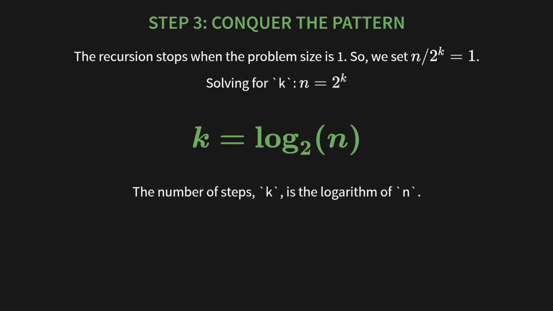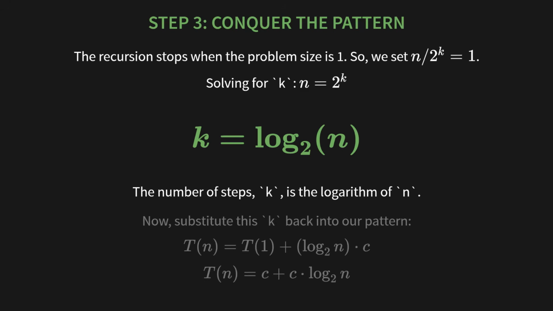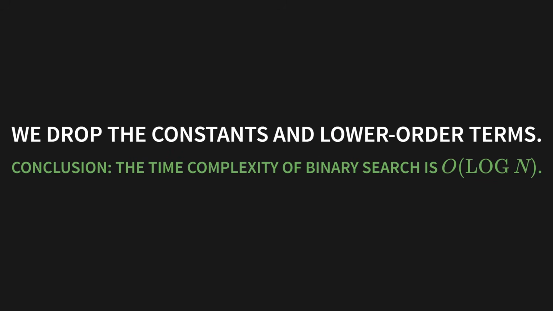That's the key. Now, substitute this k back into our pattern. T of n equals T of 1 plus log base 2 of n times c. And since T of 1 is just c, we get T of n equals c plus c times log base 2 of n. And for the final step, we drop the constants and any lower order terms. Conclusion: the time complexity of binary search is O of log n.